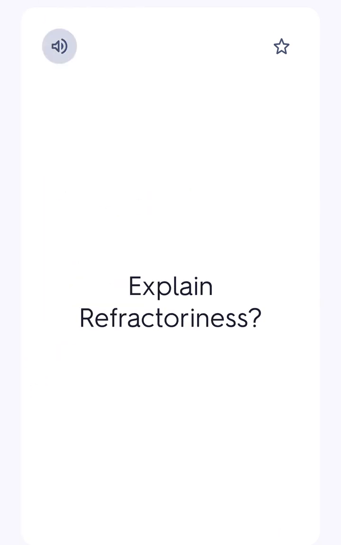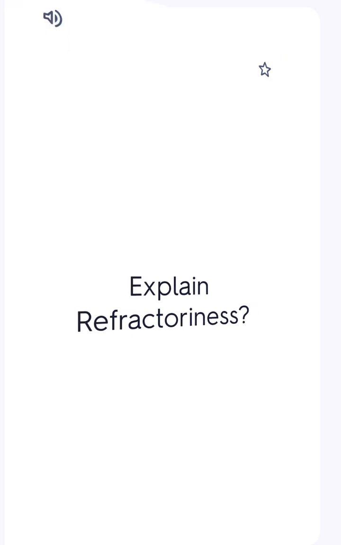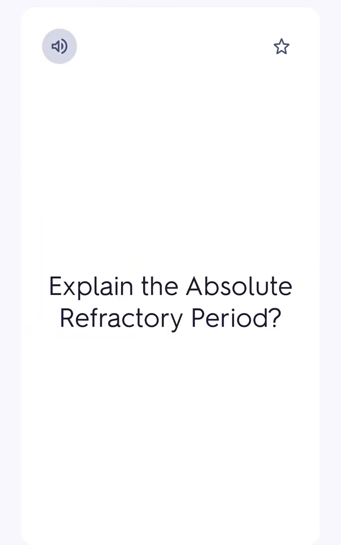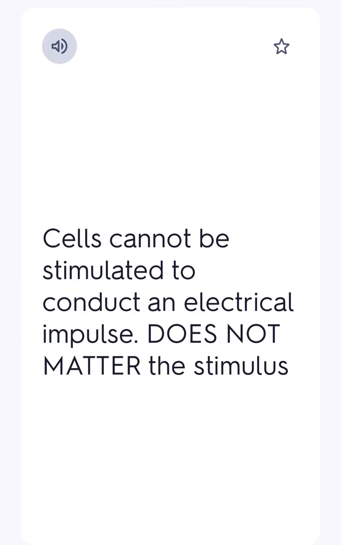Explain refractoriness. Period of recovery that cells need after being discharged before they are able to respond to a stimulus. Explain the absolute refractory period. Cells cannot be stimulated to conduct an electrical impulse. Does not matter the stimulus.